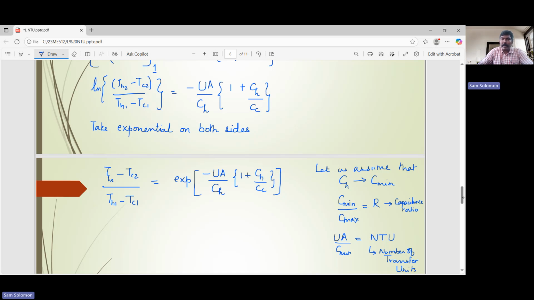So now I have got non-dimensional numbers on the right-hand side. And if you look at the left-hand side, that is also temperature difference by temperature difference, which is again a non-dimensional number. So this becomes exponential of minus NTU times (1 plus R). Okay. And on the left-hand side, we have got (TH2 minus TC2) divided by (TH1 minus TC1). So let's make a note of this particular expression. We are not complete with the derivation, but let's make a note of this over here.